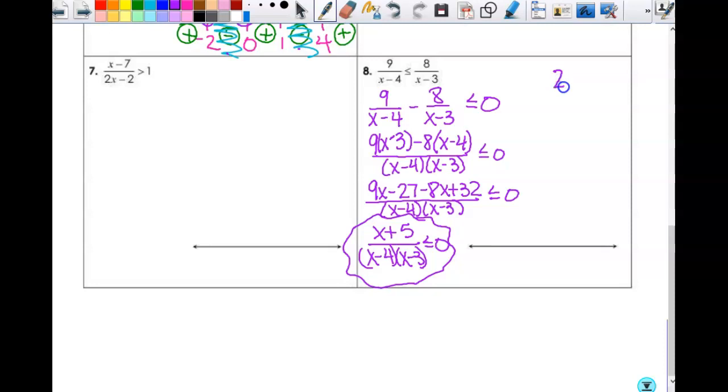The things I have to find are my zeros. What's that? Negative 5, and that's it. I have to find my asymptotes. And yes, x equals 4 and x equals 3. I started writing in parentheses. x equals 4 and x equals 3. So then I have 3 things that go on my number line. 1, 2, 3. So that gives me a negative 5, a 3, and a 4.